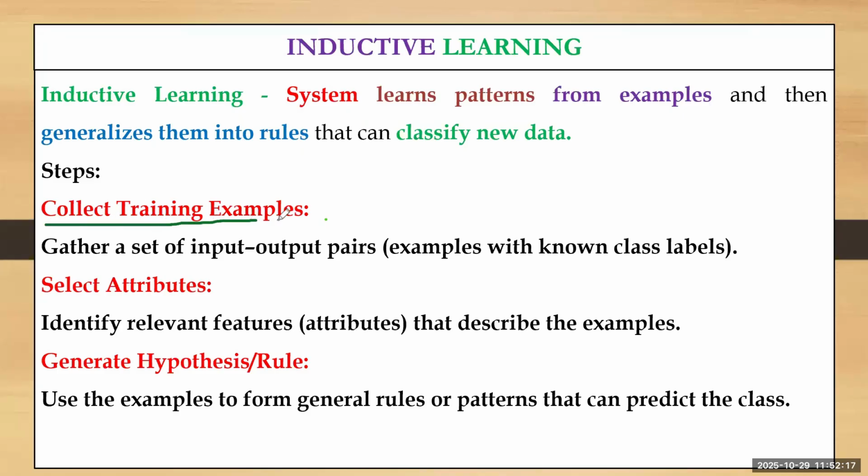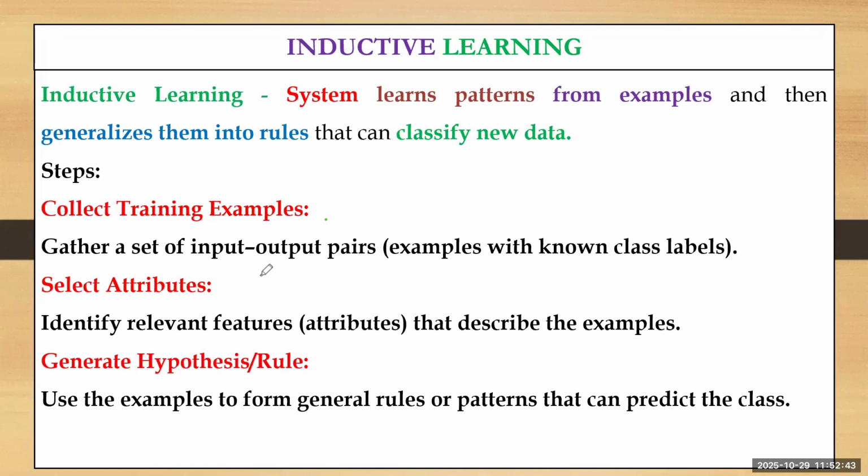First one, we need to collect the training examples. That is nothing but we need to collect the data, whether it is labeled or unlabeled. The next one is we have to select the attributes. In real time, if you collect the data, some of the data is relevant to us, some of the data is not relevant to us.